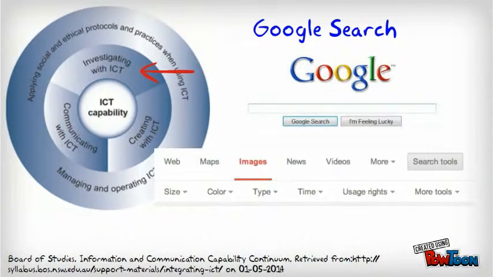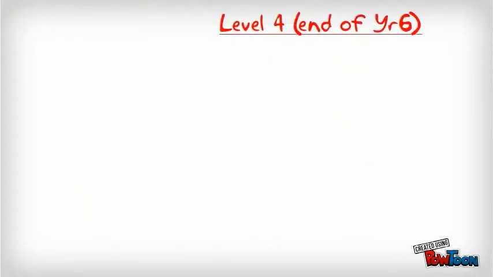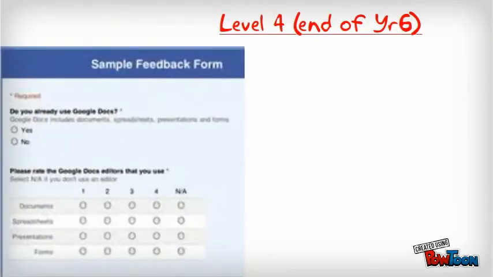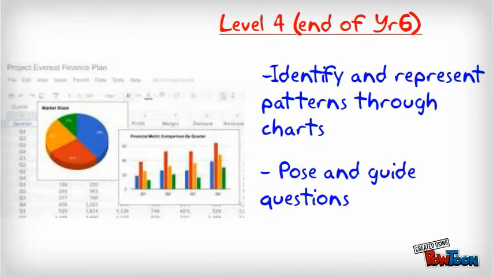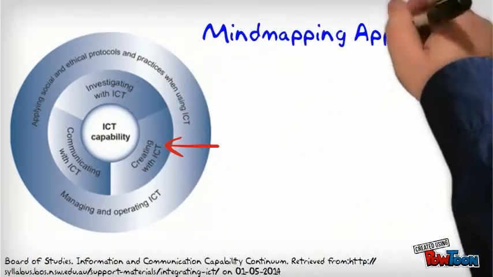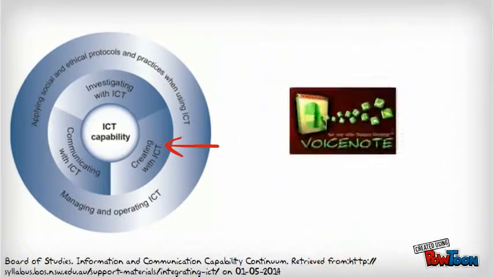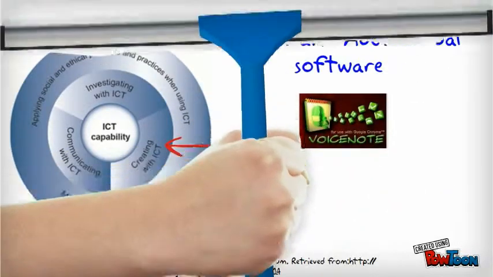Google Search, to plan or generate an information search and recognise patterns within that information. A Google Form to generate charts to identify patterns and guide questions. Creating with ICT: mind mapping applications to generate and organise ideas, and graphic and audio visual apps to record ideas.